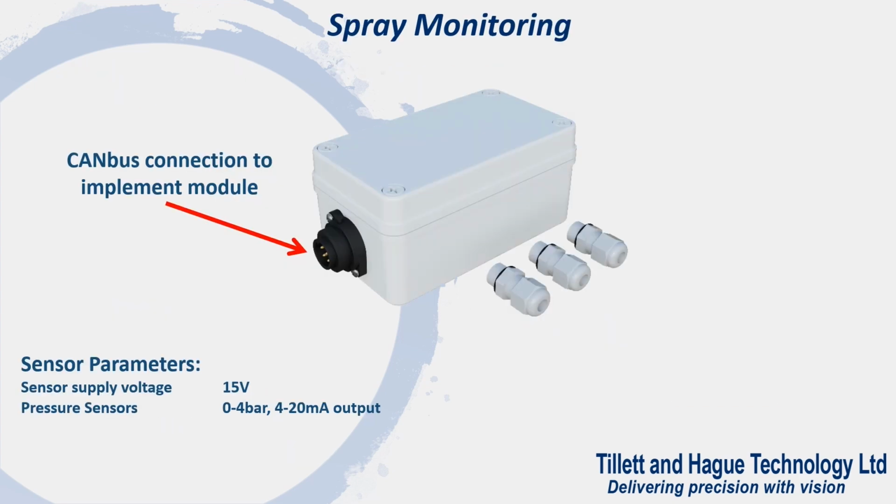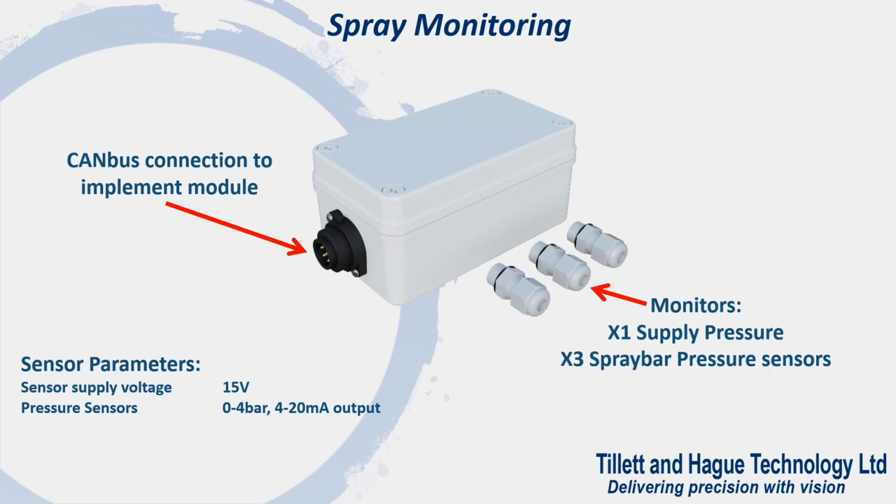Spray pressures can be monitored to ensure that spray lines are at operating pressures, not blocked or leaking, using our spray monitoring CAN bus module. They can be configured to monitor a supply pressure line and 3 spray bar pressures for leak and blockage detection. It is automatically recognised by our software and offers appropriate information displays and warnings.